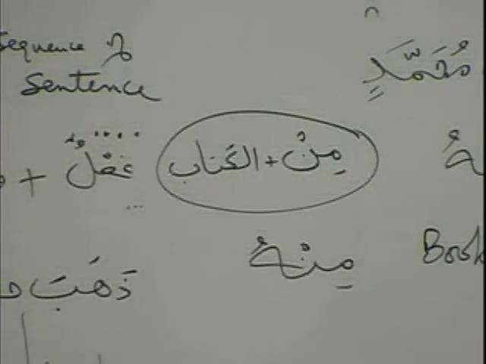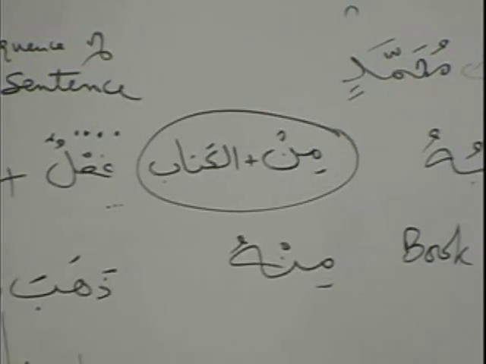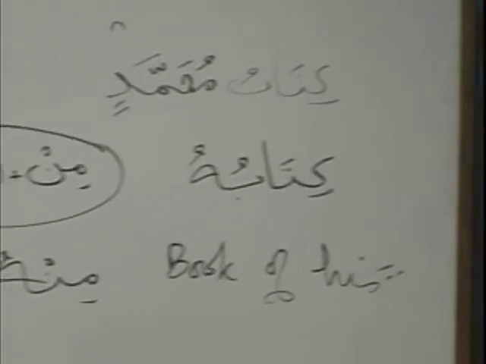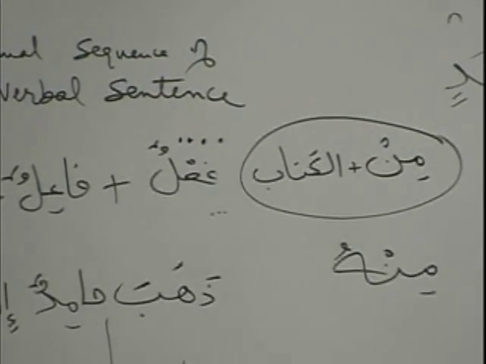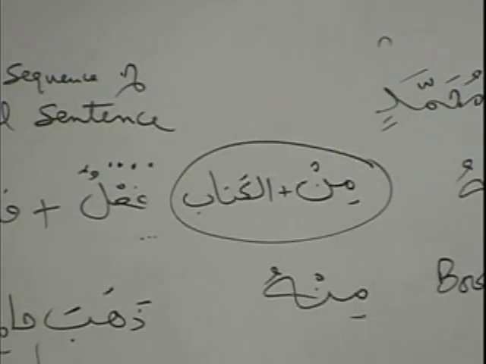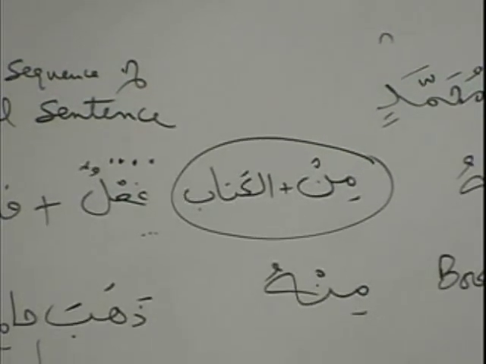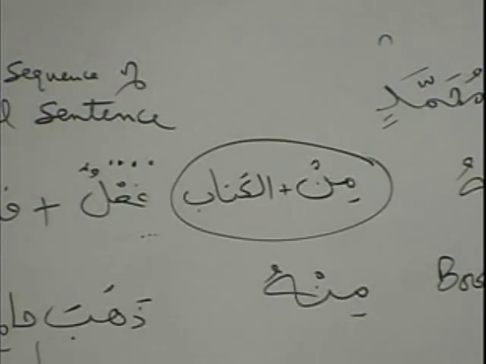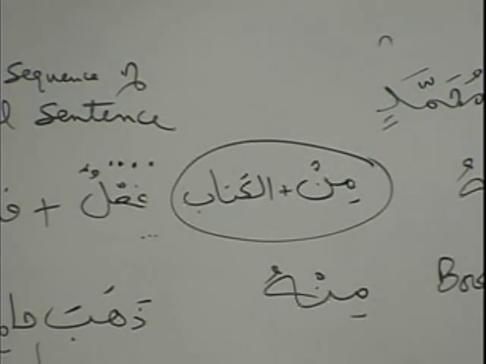So, what is the conclusion? The conclusion is, when the damir is attached to the noun, what is the result? Mudaf mudaf ilayhi. When the damir is attached to harf jar, what is the result? Jar majrur. That's it. Okay, so there are 14 pronouns.